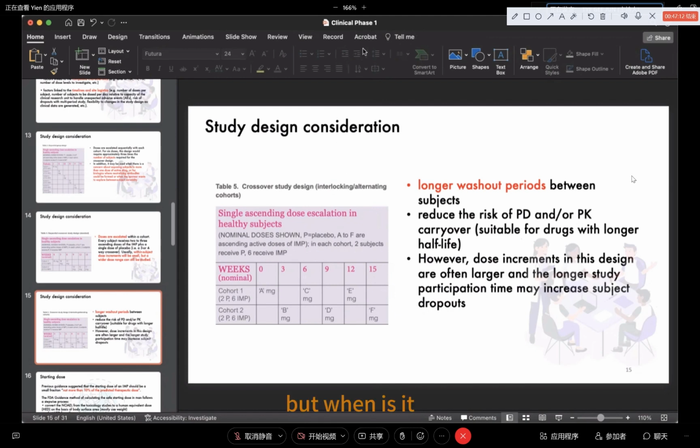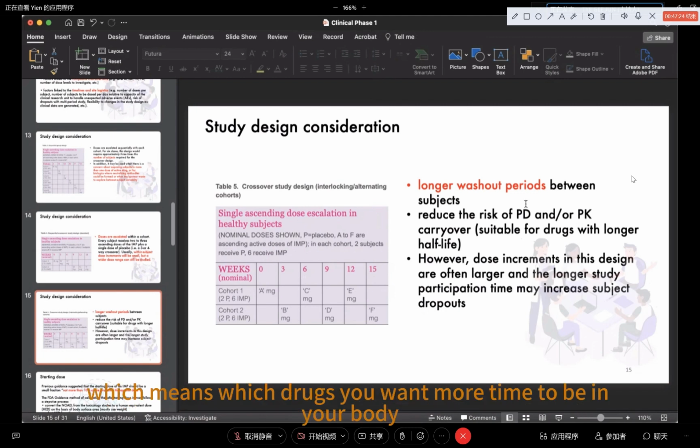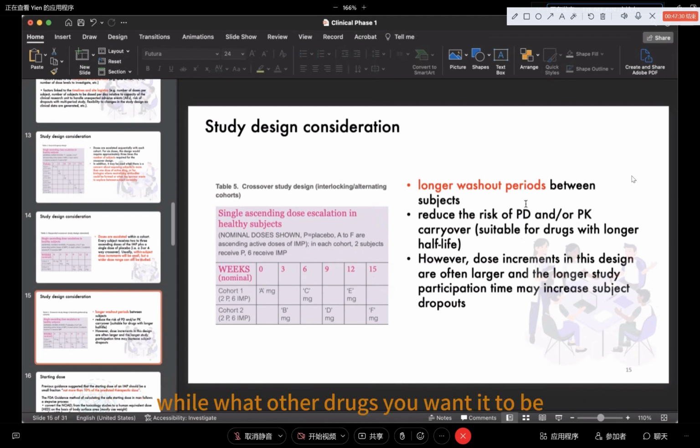But when is it important to have low half-life drugs, and when is it important to have high half-life drugs? Which drug do you want more time to be in your body, while what other drugs would you want to be as little time as possible in the body? Can you follow my question, or totally cannot follow? I don't know, but I think biological drugs mostly need low doses until you get to the dose that will be tolerated or accepted by the body without any side effects.